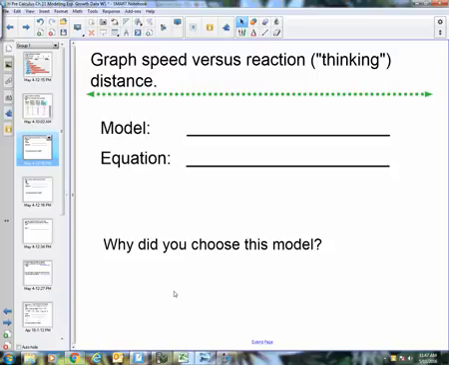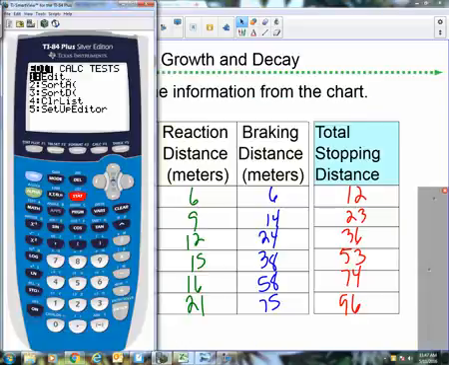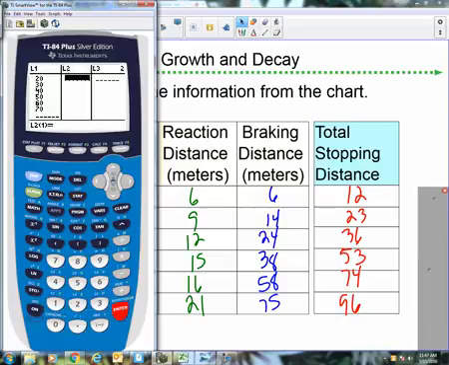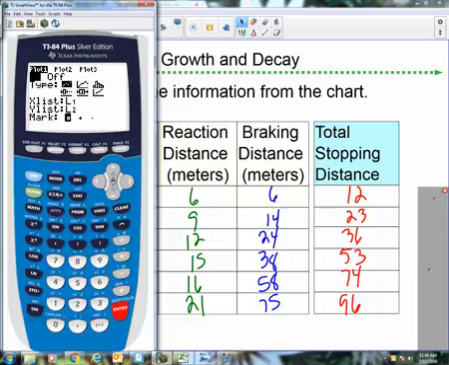So what I want you to do is go into your stat menu. I'll start from the beginning here: stat, edit, and put your X's, which are the miles per hour, in list 1, and then put your reaction distances into list 2. What we're going to try to do is graph the relationship between those two and see if we can determine for sure if this is in fact a linear situation. Once you have your data in there, you may have to pause the video. Go to your stat plot menu, make sure you turn your plot 1 on, make sure your X's are in list 1, your Y's are in list 2, and then go to your window.